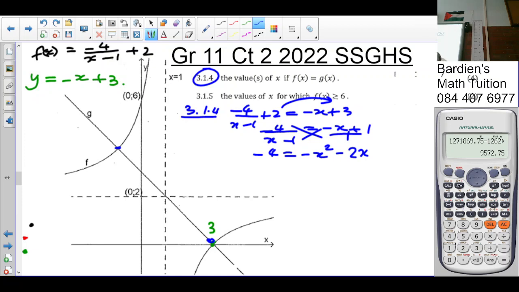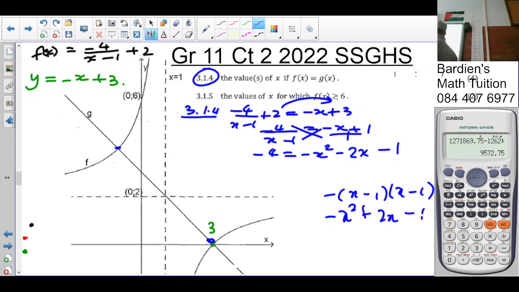Minus 1. No problem. Minus x minus 1 times x minus 1. So minus x squared plus 2x minus 1. Yeah, there you have my mistake.